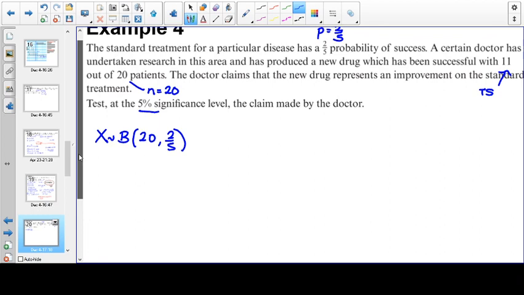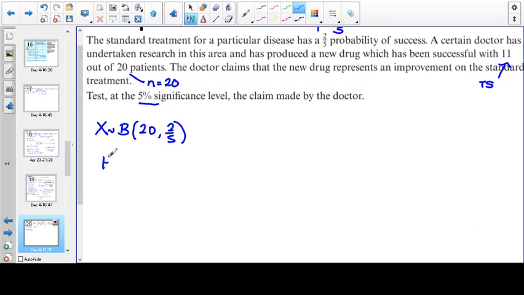We can then write down our null hypothesis, which is P is 2/5. Now a certain doctor has undertaken research and has proved the new drug has been successful with 11 out of 20 patients. The doctor claims that the new drug represents an improvement on the standard, which means that the doctor is claiming that p is now greater than 2/5.